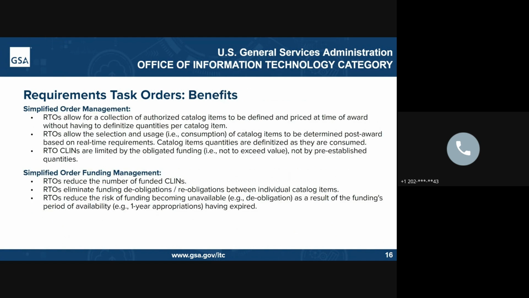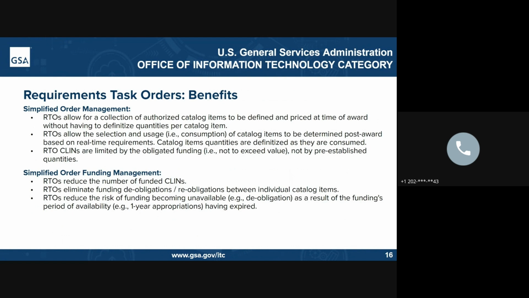So yes, Barry, let me go ahead and now highlight the benefits of using a requirements task order. They are significant, both from an administrative overhead and from an execution perspective for those that are actually providing the mission needs, especially around cloud computing. So kind of group these into two categories. We'll start with the simplified order management.